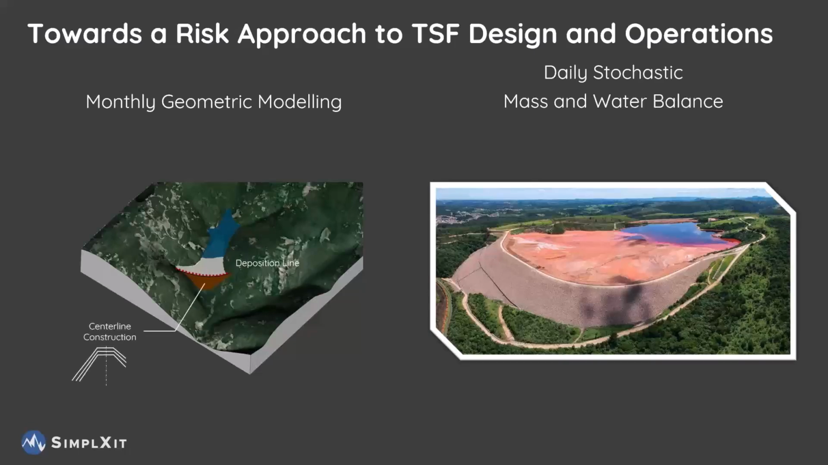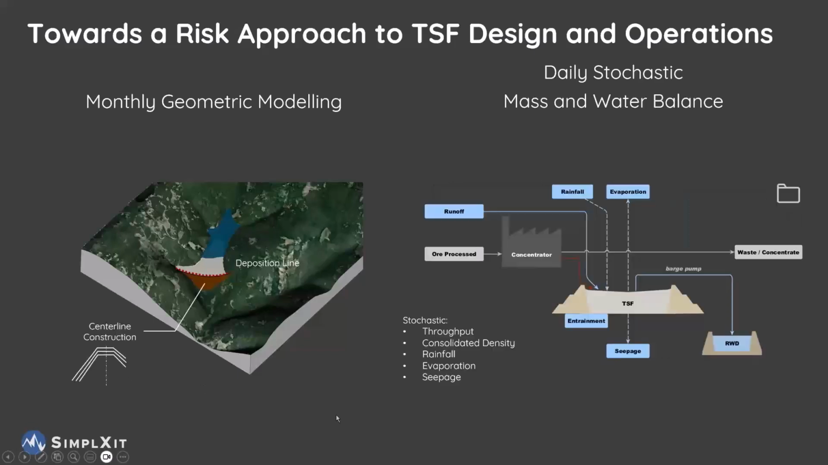For the geometric modeling, we'll have a simple deposition line along the arch of the dam, and we will be raising the dam with the center line construction. Within GoldSim, we will have a model that does the mass balance of how much ore is being processed, with some distributions on it, and then some will go to your waste and concentrate, the rest will go to tailings with some water. And then we'll do a daily water balance as well, where we'll assess the runoff as the system is evolving. So ultimately, we've got some stochastic values for the throughput, for the consolidated densities, for the rainfall, evaporation, seepage, etc.